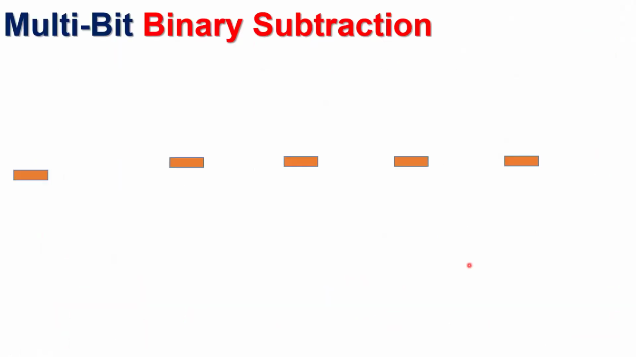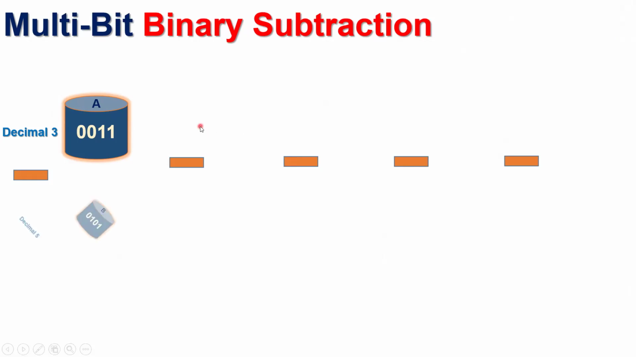Let's move ahead. Multi-bit binary subtraction. Let's say you have this number 0011 and in decimal it is number 3 actually. Number A, 4 bits. Let's say you have number B, which is 0101. It is in decimal number 5. You want to do subtraction of 3 and 5. So you want to subtract decimal 5 from decimal 3. Of course, decimal 3 is smaller than decimal 5, or in other words, 5 is greater than 3.